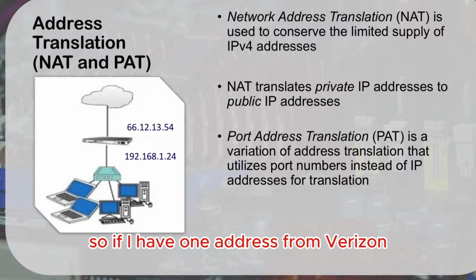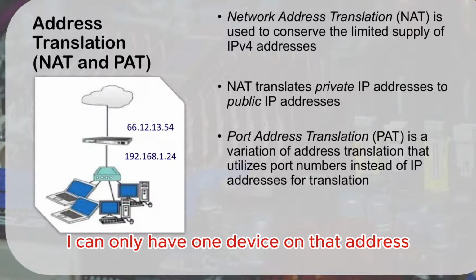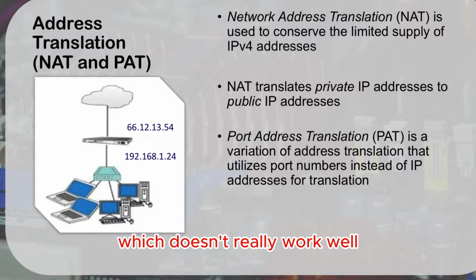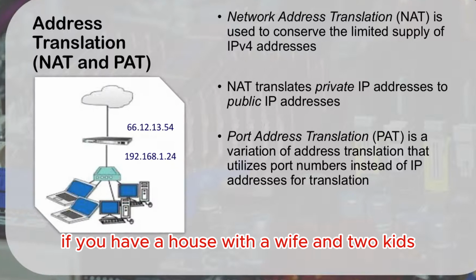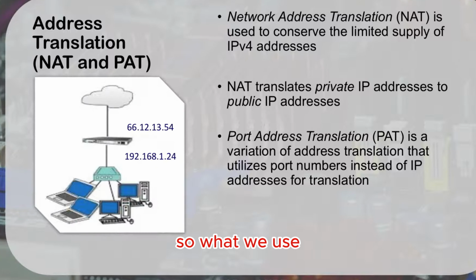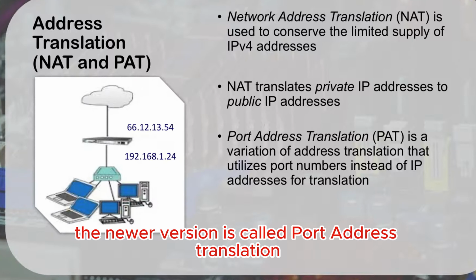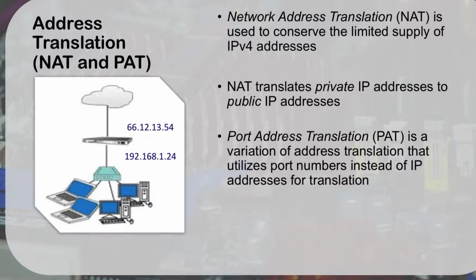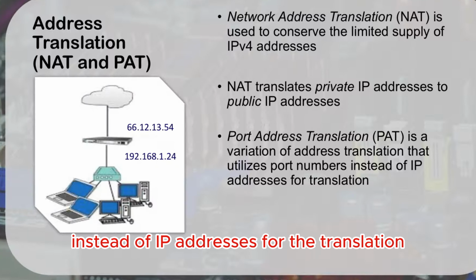So if I have one address from Verizon, I can only have one device on that address, which doesn't really work well if you have a house with a wife and 2 kids and a bunch of game systems and everything else, right? So what we use, the newer version, is called port address translation. And what that does is it uses port numbers instead of IP addresses for the translation.